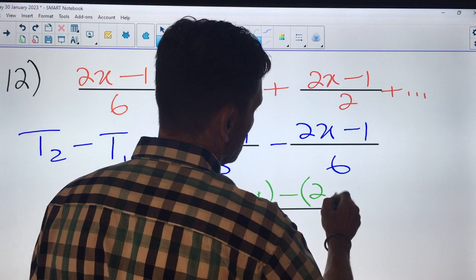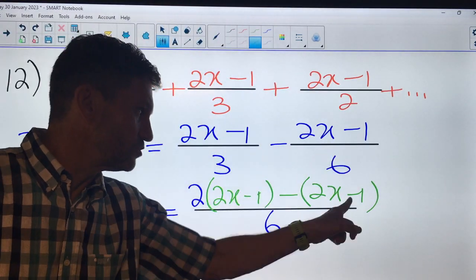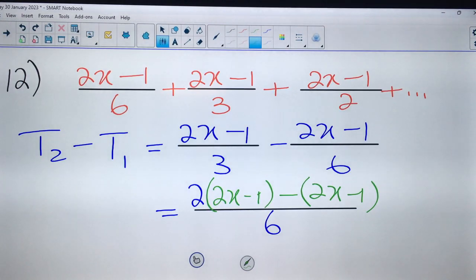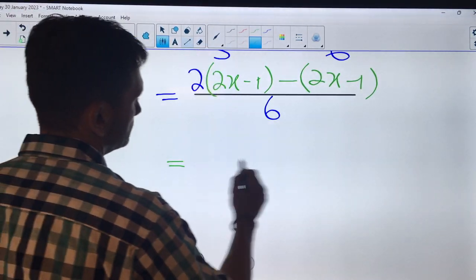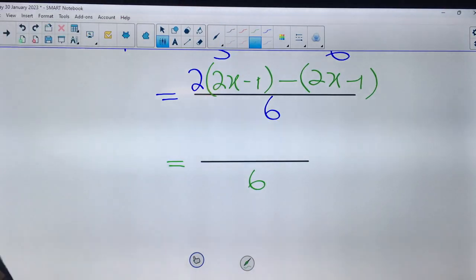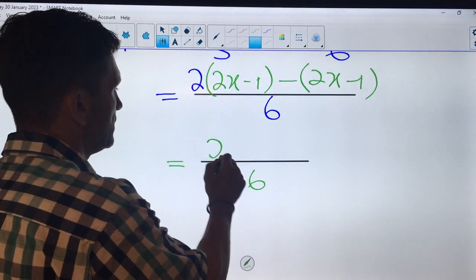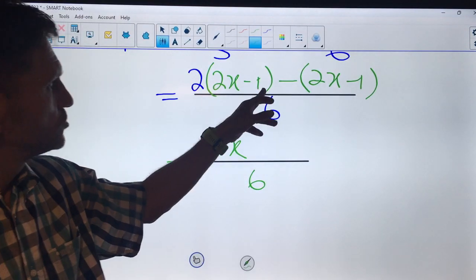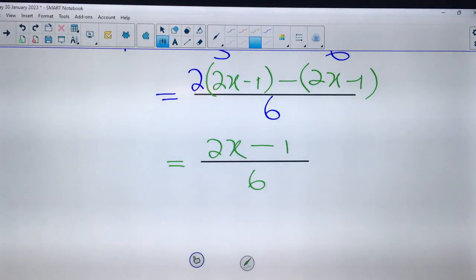And then with this one, nothing needs to change here. Just make sure that you have the negative applies to both the terms on top, so rather use brackets. So this is still over 6. That's going to be 4x minus 2x will give us 2x. This is minus 2 plus 1 will give us minus 1.